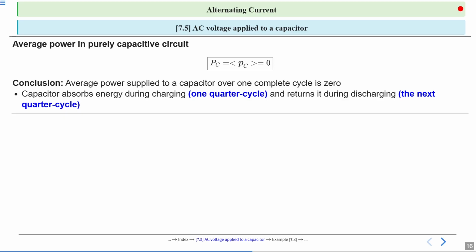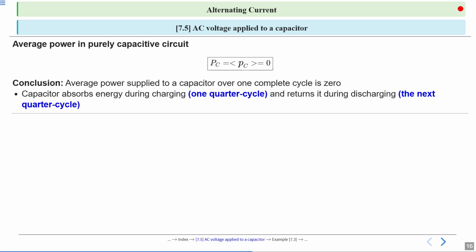So what is the reason for zero average power over a complete cycle? A capacitor absorbs energy during charging and returns it during discharge. When current is increasing, the capacitor starts charging. When current is decreasing, the capacitor starts discharging. Now the current will become 0 in the circuit after one positive cycle, and then the charge on the capacitor will also become 0.